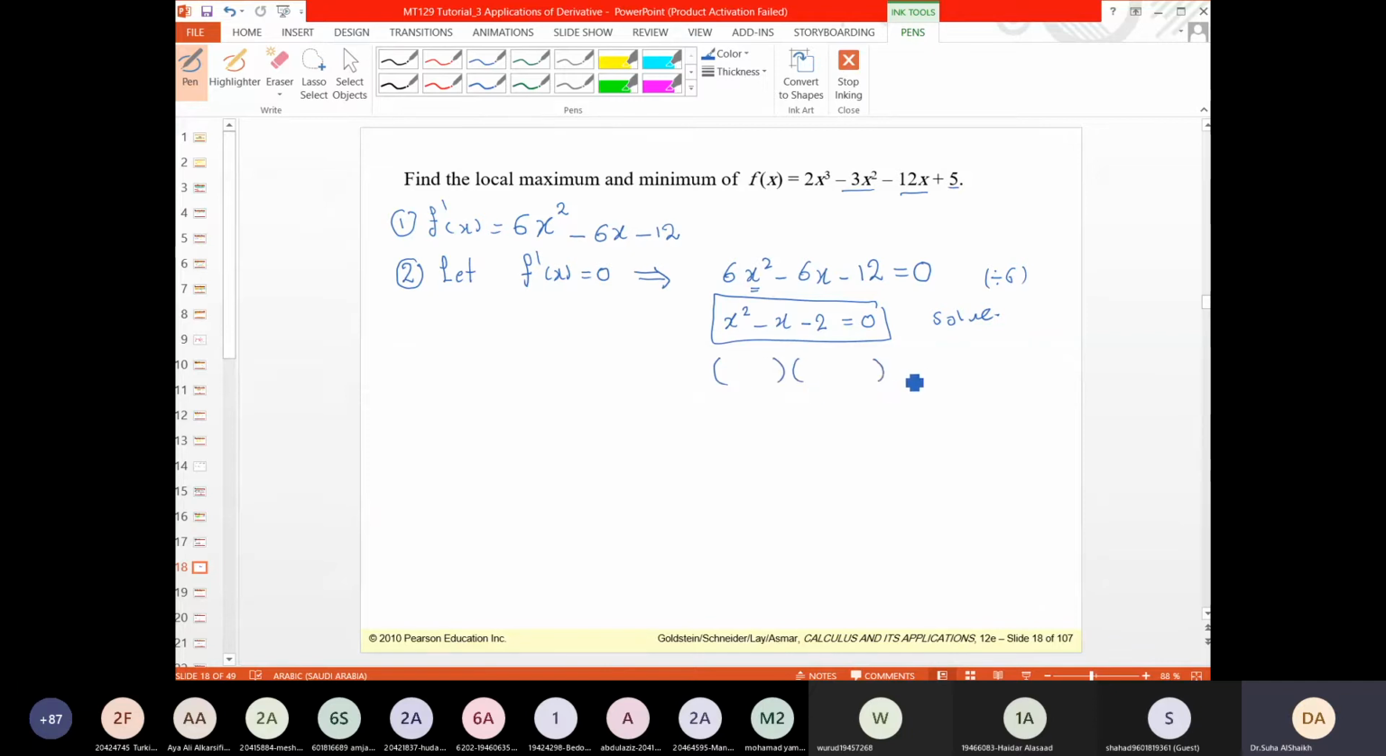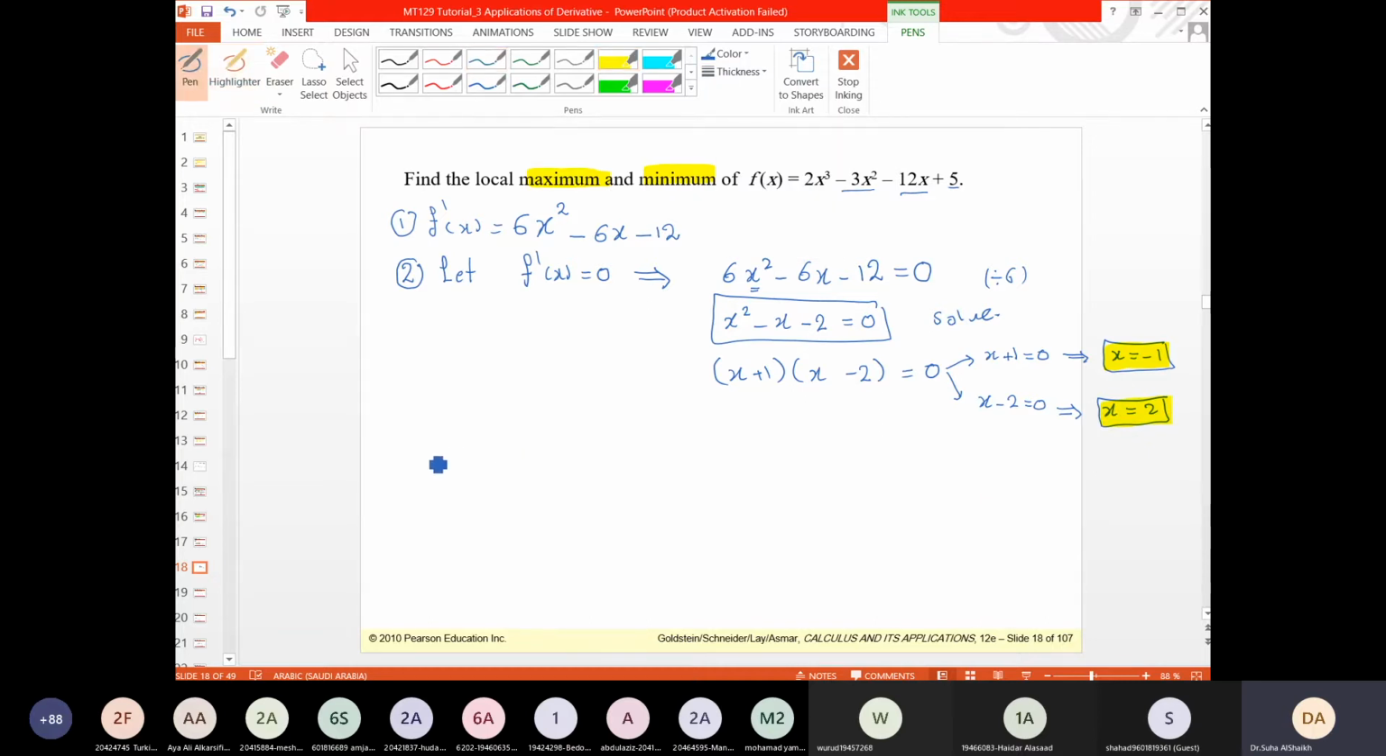We can factorize this into x and x, and we have a minus 2 and a plus 1, right? Yeah, that's correct. Now two things equal to 0. This means either x plus 1 is equal to 0, or x minus 2 is the one that equals 0. From here we get x equals minus 1. And from here we get x equals 2. Great. Now I have 2 points. These 2 points may be maximum and minimum. Maybe not.